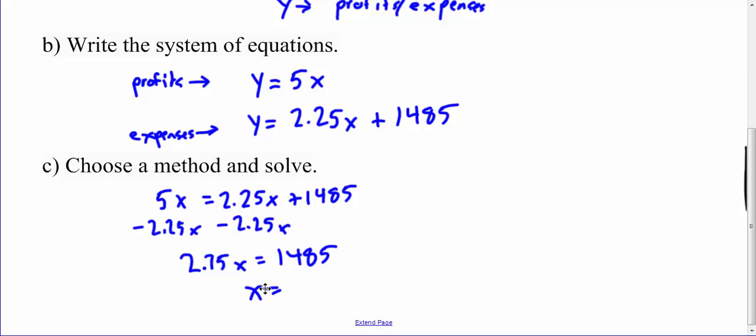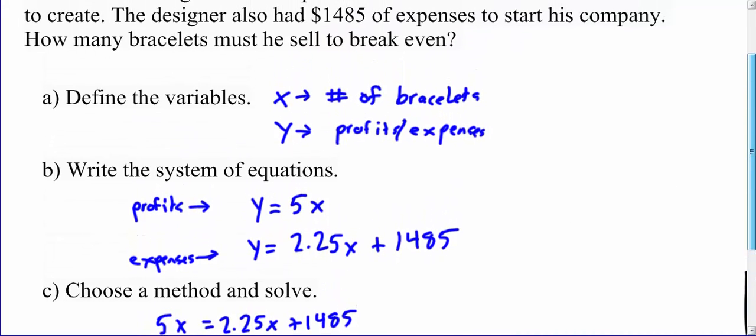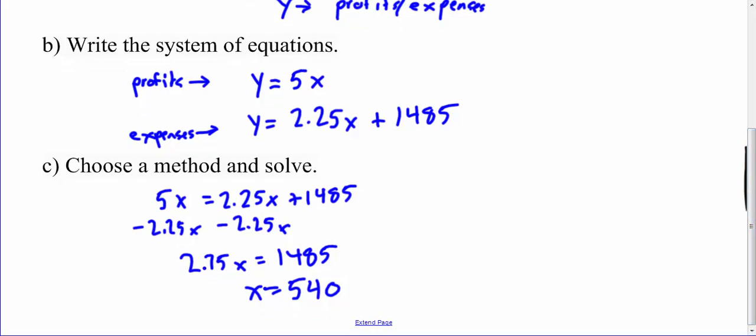And so 1485 divided by 2.75, I'm punching this into my calculator right now. And my calculator tells me that number is 540. So the question was, how many bracelets must he sell? He must sell 540 bracelets. And remember, that's to break even, and every bracelet he sells after that would actually start making money.